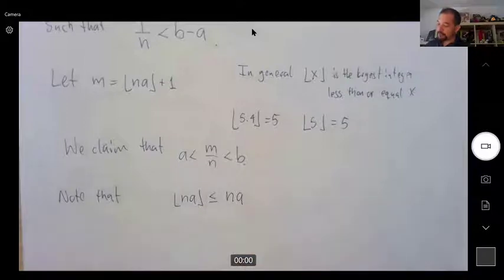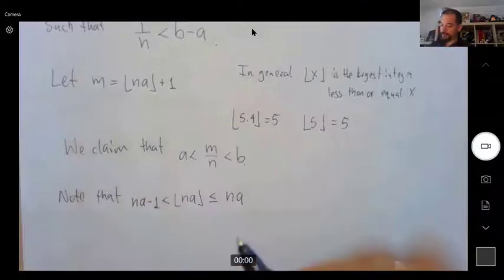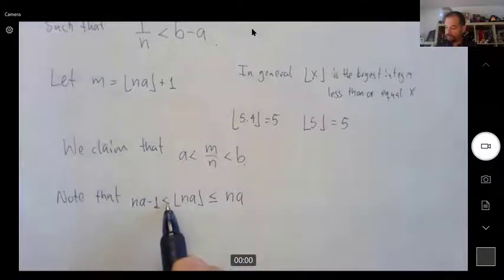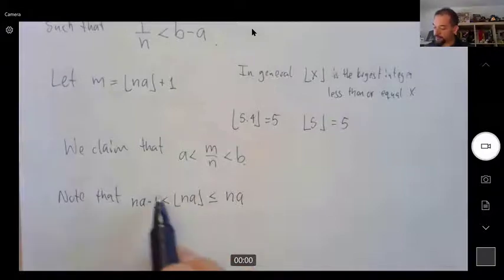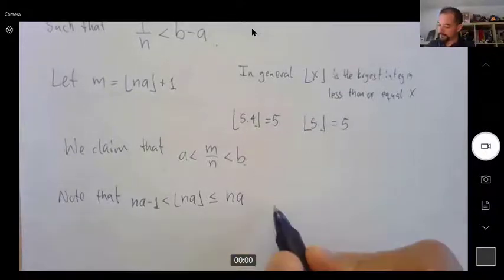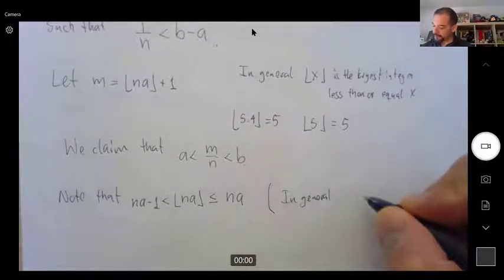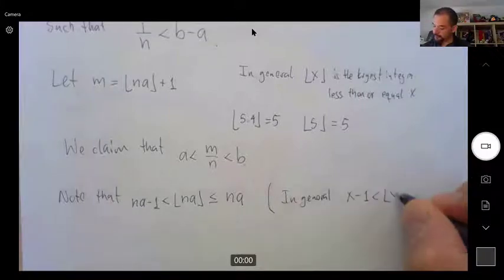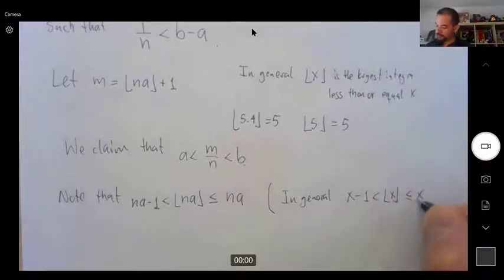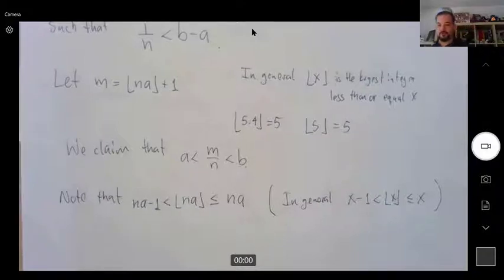But because it's the greatest with that property, we also know that it's bigger than na minus 1, because if it was smaller than na minus 1, you could go 1 unit further. It means that you didn't pick the largest possible number with that property. So this happens in general: it's always true that x minus 1 is less than the floor of x, which is less than or equal to x. This is a general property. It doesn't have anything to do with na. It happens whatever number you get.